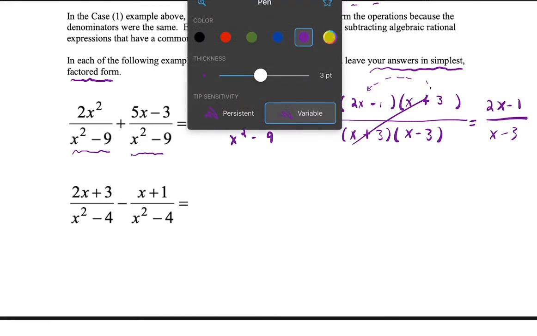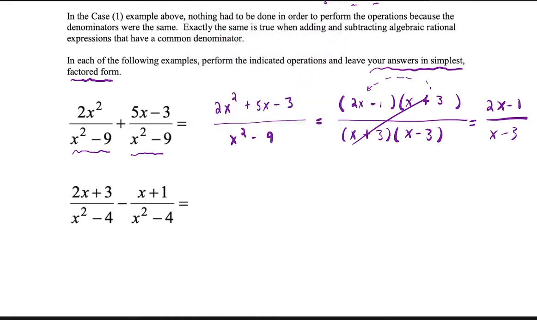Seeing it one more time, if we added these, or subtracted these now, 2x plus 3 and x plus 1. One of the really important things to remember here, and if you want to do this on a separate line, that's fine, is that this minus sign will apply to everything in that second denominator. So that minus sign gets applied to both places.